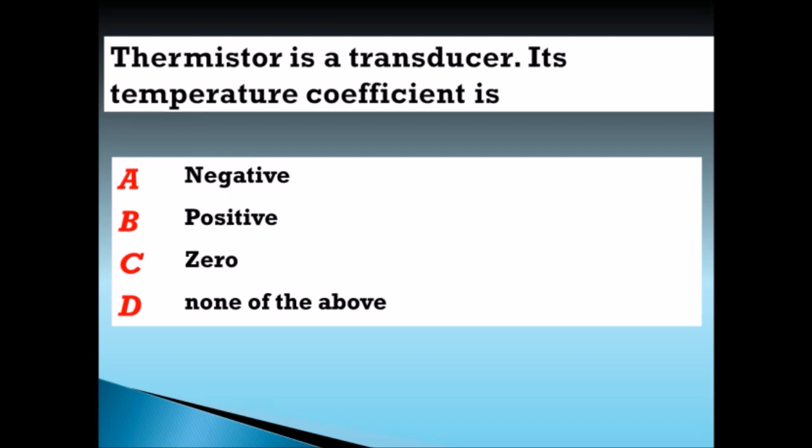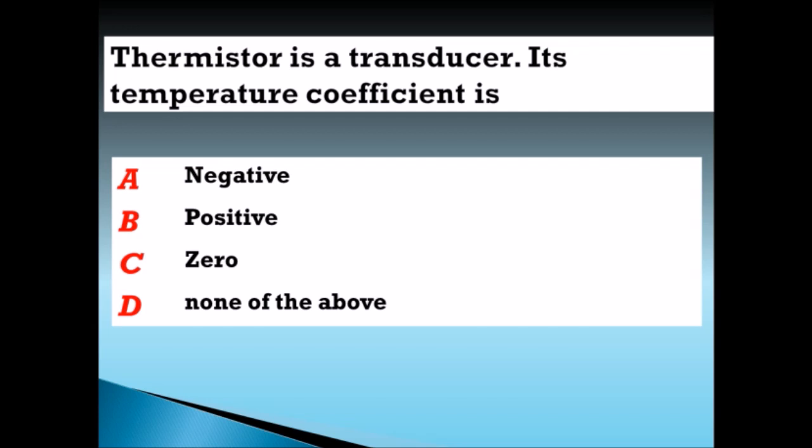Next MCQ: thermistor is a transducer. Its temperature coefficient is... Thermistor is generally used for temperature measurement. A thermistor is generally made of a metal oxide which has a negative temperature coefficient. So as the resistance increases, temperature decreases and vice versa.